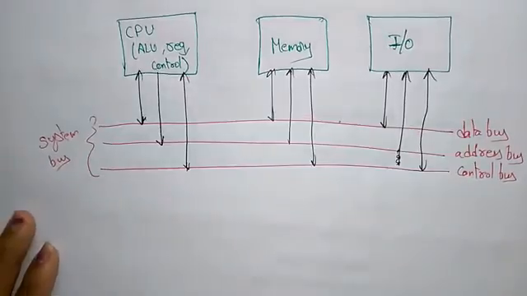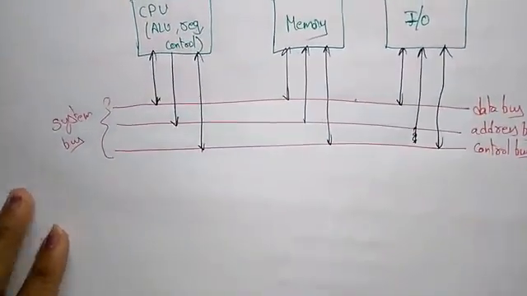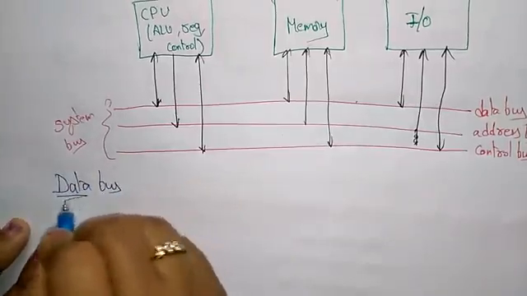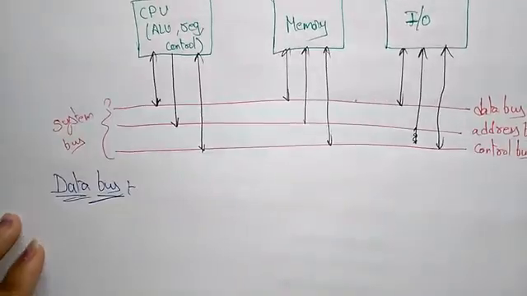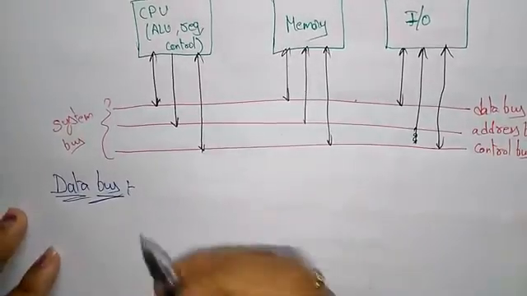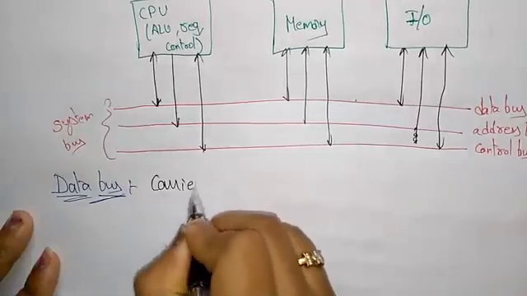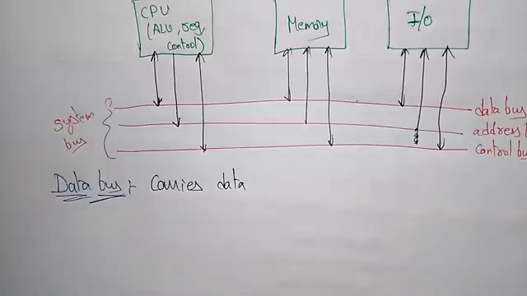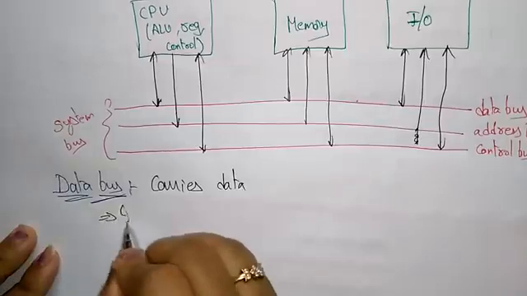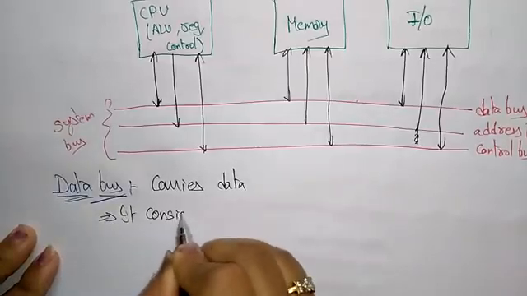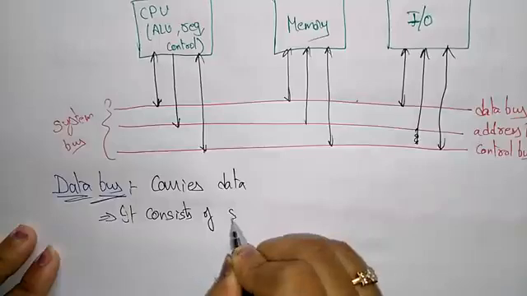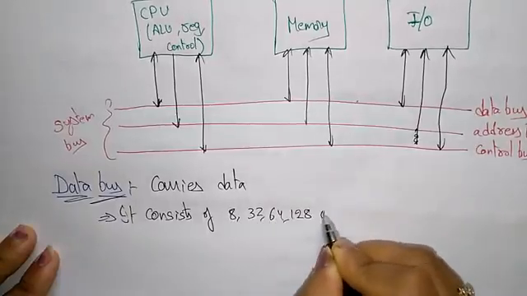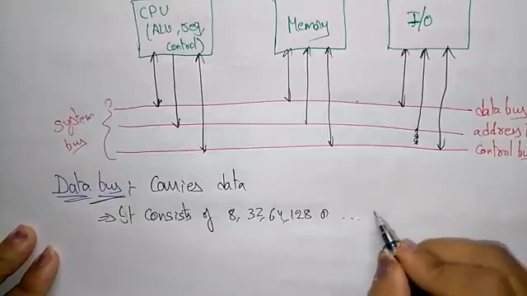Let us discuss one by one. First is the data bus. So what is the use of the data bus in the system? A data bus is used to carry data. It carries data from one device to another device. It consists of 8, 32, 64, 128 or even more separate lines.